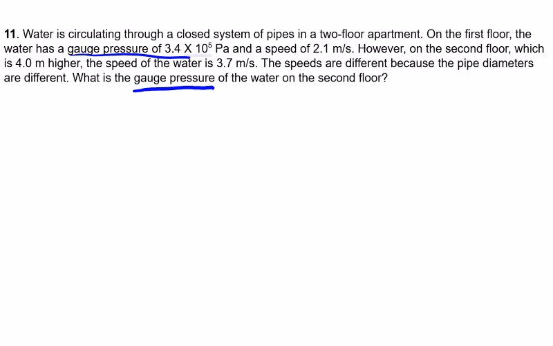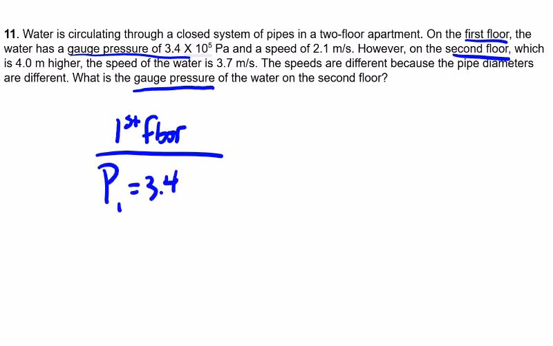And so then in this particular case, we've got a couple little things to think about as P1s and P2s. I'm going to do first floor and second floor as 1 and 2. So everything on the first floor, I'm going to write down what I know. So I know the pressure, P1, is 3.4 times 10 to the 5th pascals. And it has a speed of 2.1 meters per second. So V1 would be 2.1 meters per second.